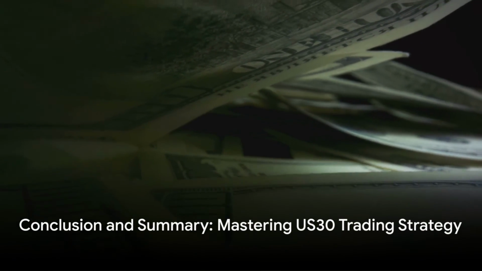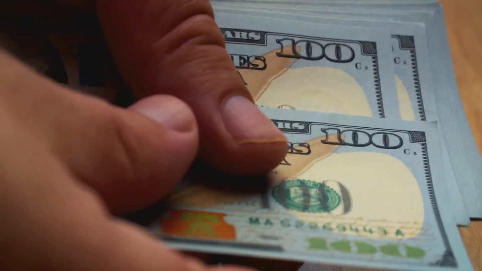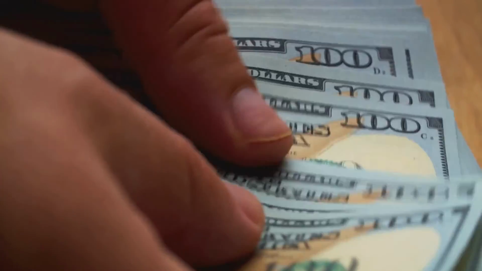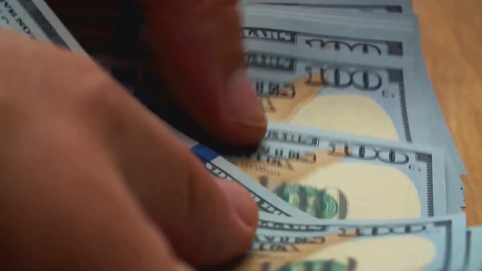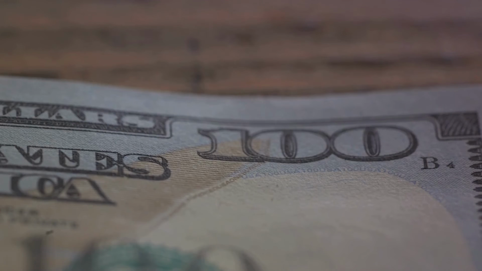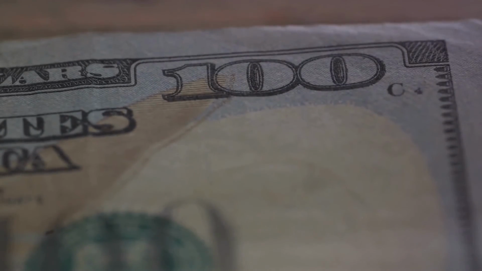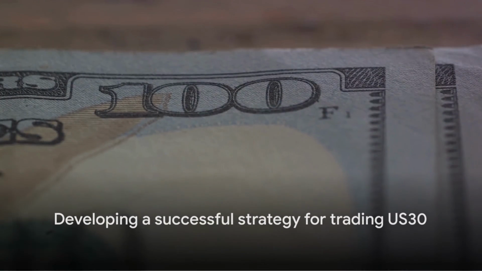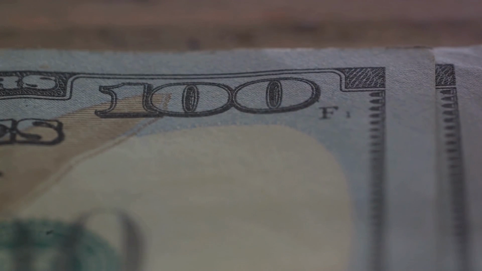So, that's it. We've covered understanding US30, recognizing market trends, choosing the right time to trade, using moving average lines, monitoring key companies, and the potential profitability of US30. Each of these aspects is a crucial piece of the puzzle when it comes to developing a successful strategy for trading US30. With careful planning and a sound strategy, you can navigate the world of US30 trading successfully.